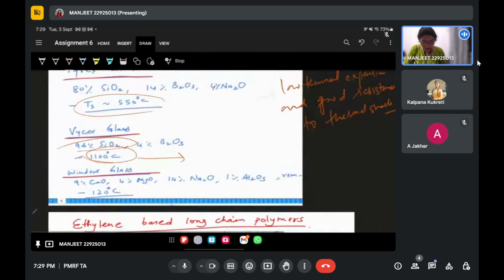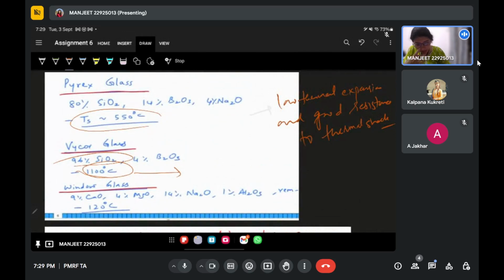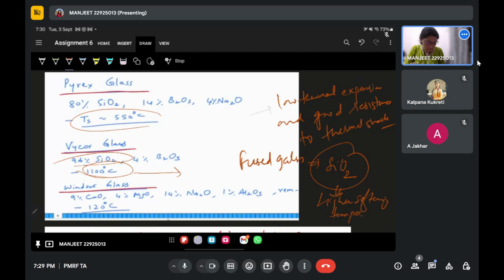The third one is the fused glass. Fused glass is made up of pure silica, as we have also discussed. So it has a higher softening temperature, and because of that it has low thermal expansion. Your thermal expansion depends upon the softening temperature.